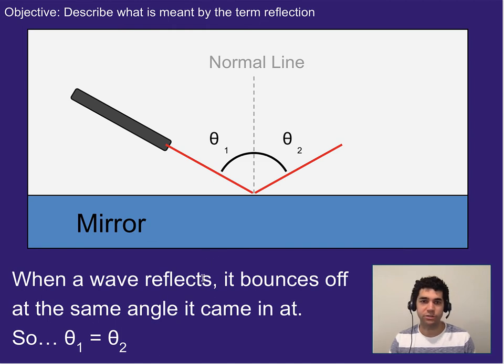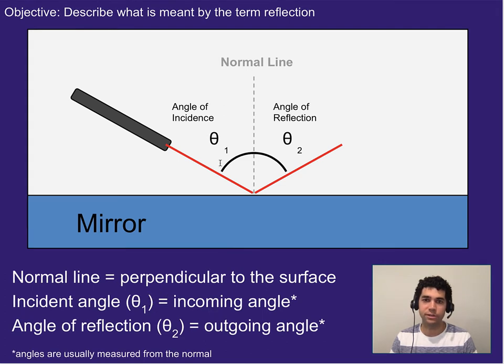So like I mentioned, when a wave reflects, it bounces back at the same angle. So here we can say theta 1 is equal to theta 2. Pretty simple. There's no real equation for that. One thing to note is that we call the angle coming in the angle of incidence. So you think about an incident, it's something that happened. So this is the angle of like things happening. And then the angle of reflection is the angle after it comes out. So this would be the outgoing angle as opposed to the incoming angle.